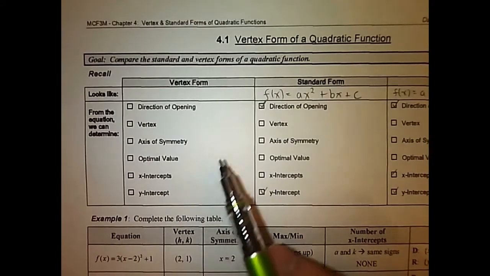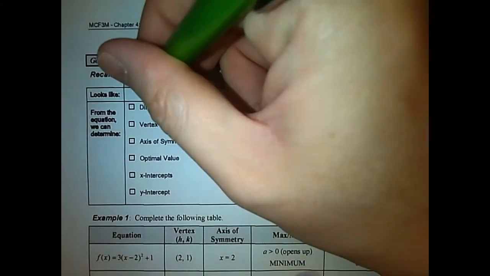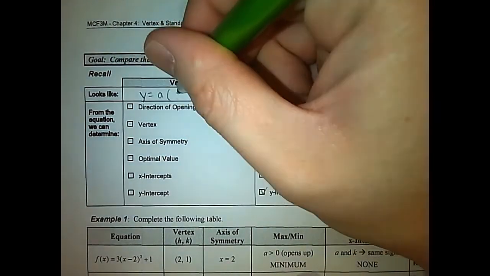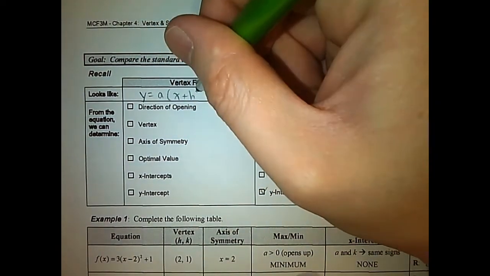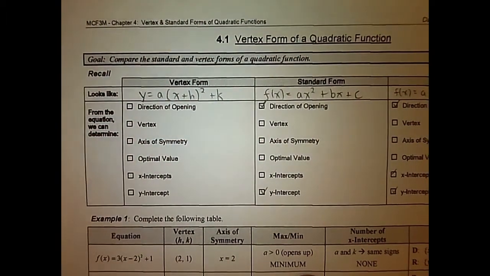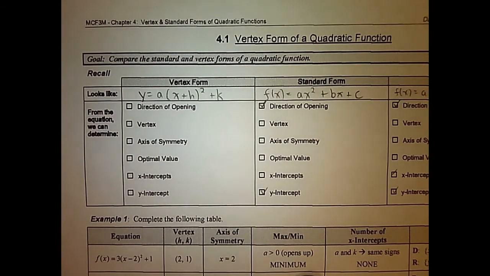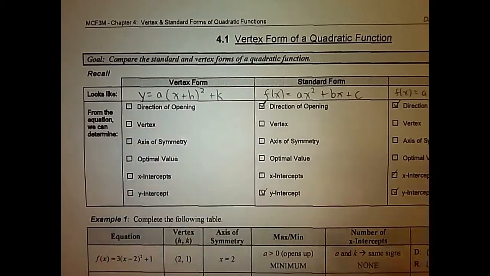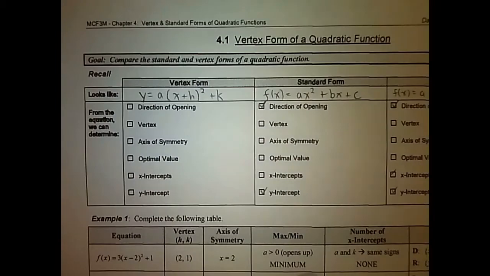The way we're going to be looking at for this chapter now is vertex form, which is y is equal to a(x plus h) squared plus k. And this might look familiar to some of you. If you took the grade 10 academic, you've probably seen this before. Or you might have just seen it before for some other reason. But our direction of the opening we can know from the a value again.